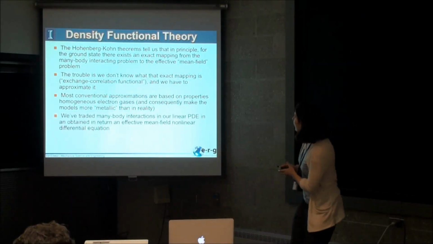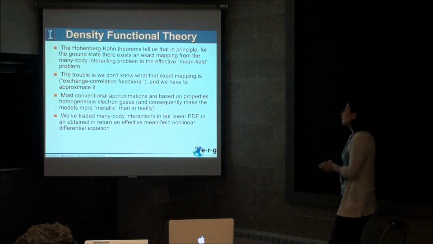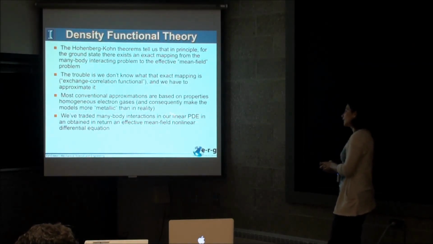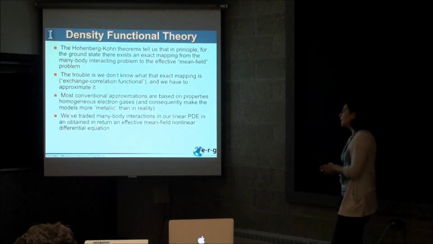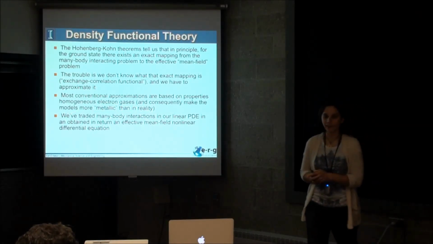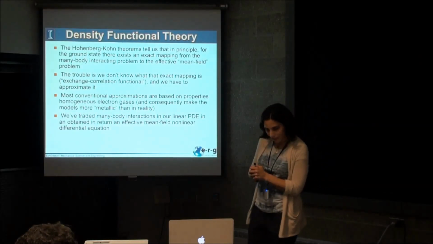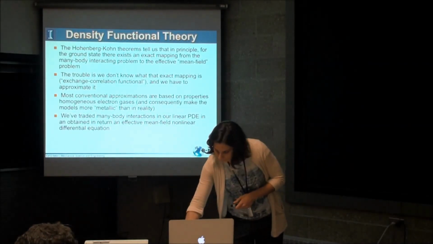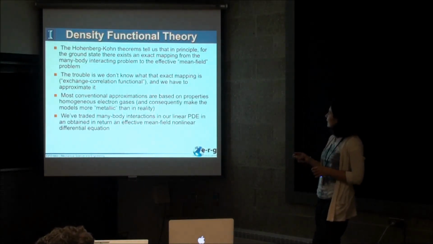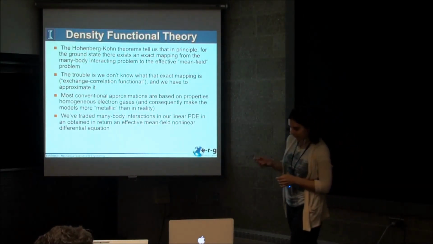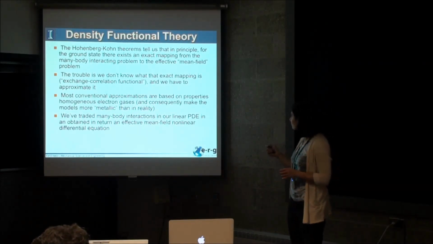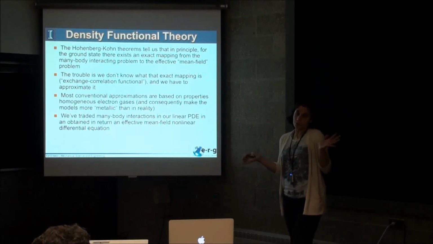And so what we've done is we've traded these many-body interactions in our linear partial differential equation, the Schrodinger equation, and obtained in return an effective mean field, but now nonlinear differential equation. You get nothing for free in this world. All we know is that that exact mapping is probably entirely non-local in time and in space. But we may as well try.